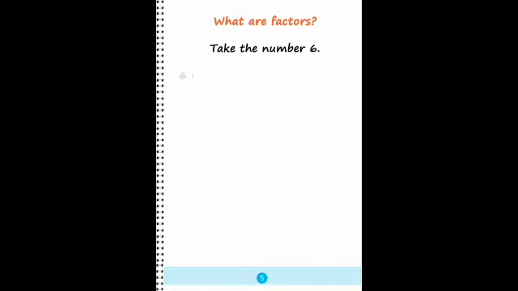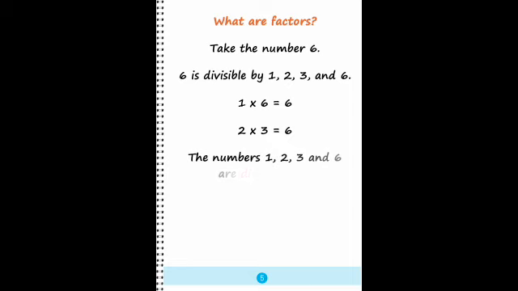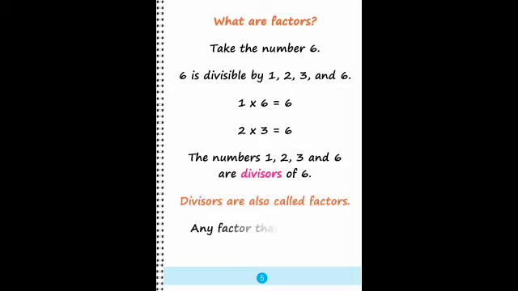What are factors? Take the number 6. 6 is divisible by 1, 2, 3, and 6. 1 times 6 equals 6. 2 times 3 equals 6. The numbers 1, 2, 3, and 6 are divisors of 6. Divisors are also called factors. Any factor that is a prime number is a prime factor.